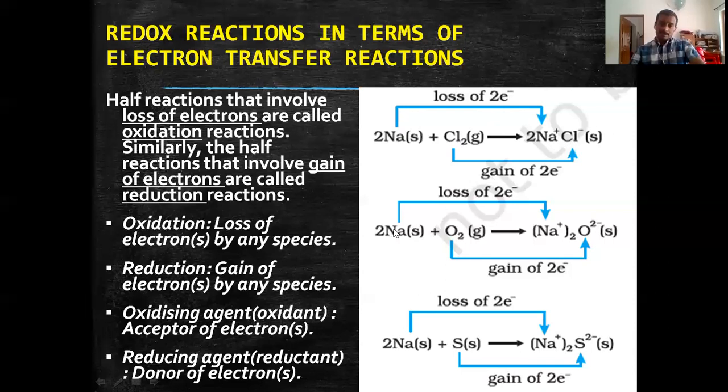Here, sodium is oxidized to Na plus, oxidation half, loss of electron. Oxygen is reduced to O2 negative, gain of electron, reduction. Here, 2Na is oxidized to Na plus, loss of electron, oxidation. Sulfur is reduced to S2 minus, gain of electron, reduction.